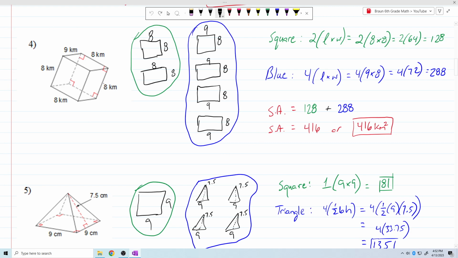Anyways, plug stuff in, or sorry, create my general formulas here for each of my groupings. Square, I said blue here. I think I meant rectangle. Either way, each of my groupings, got 2, got 4, makes sense. Plug in the numbers that were given to us in the diagrams.